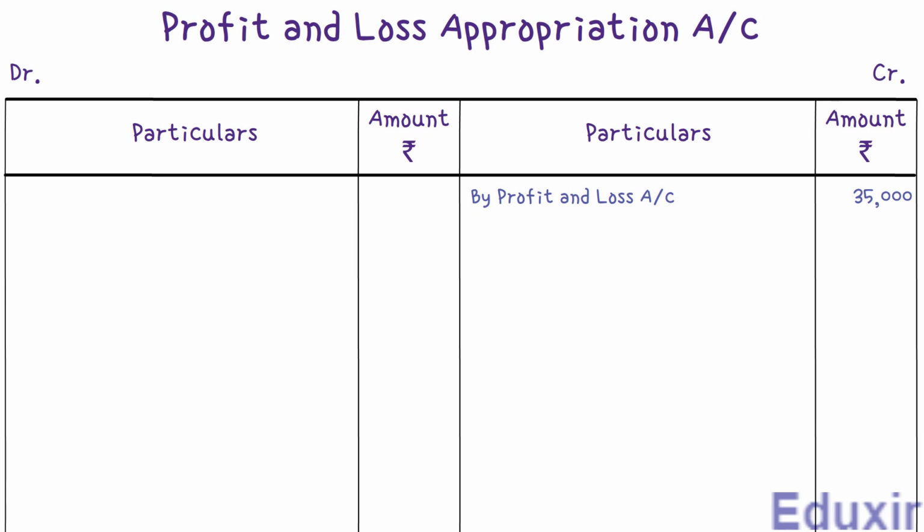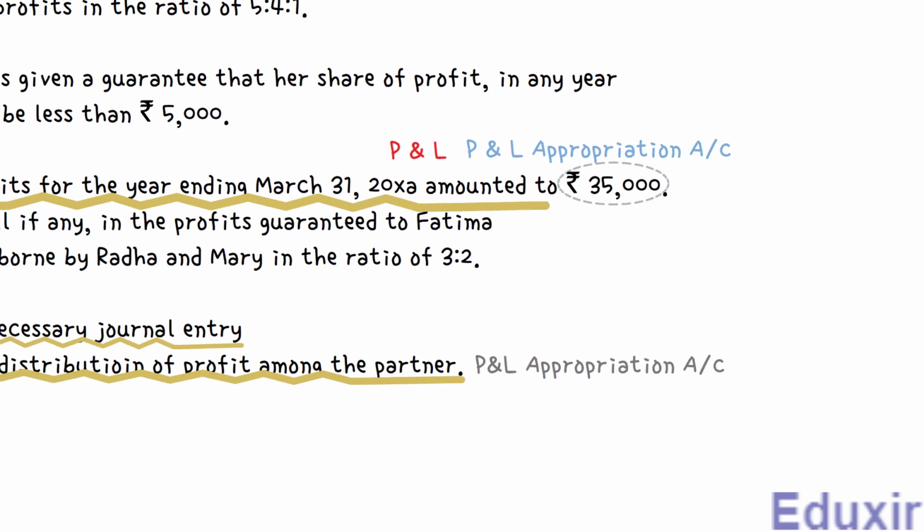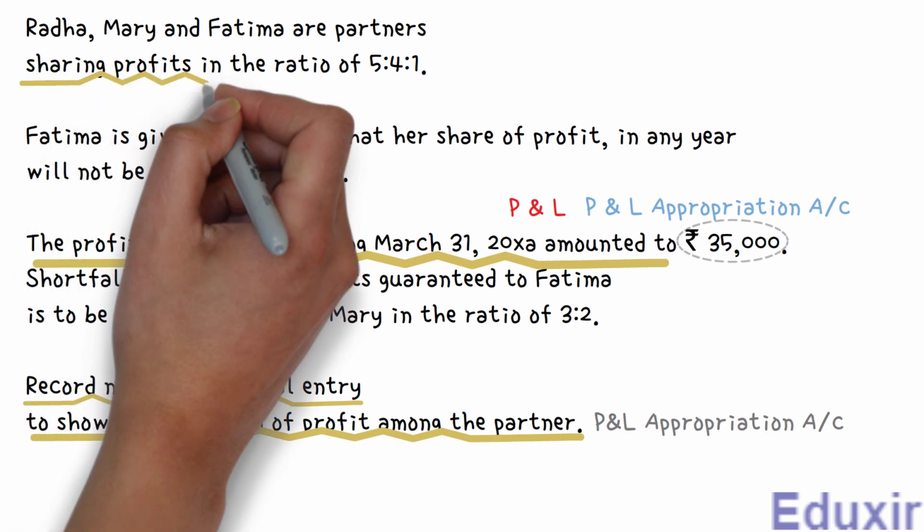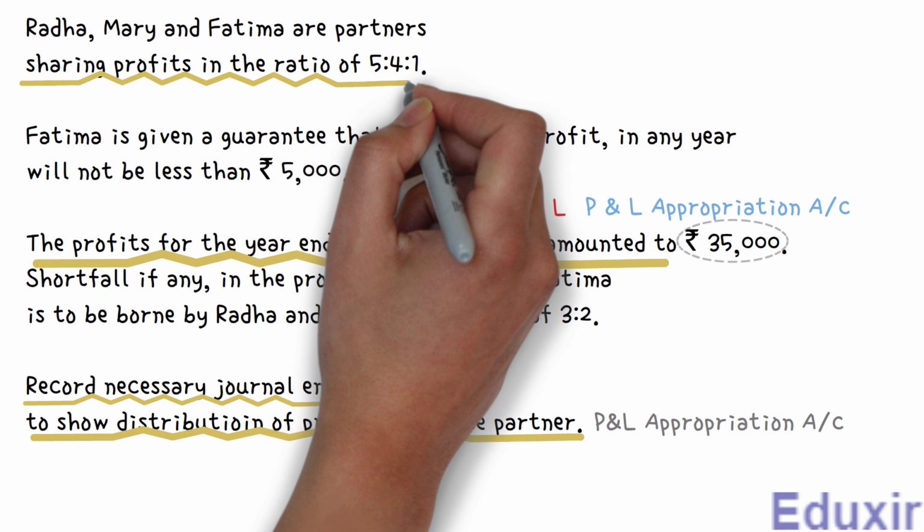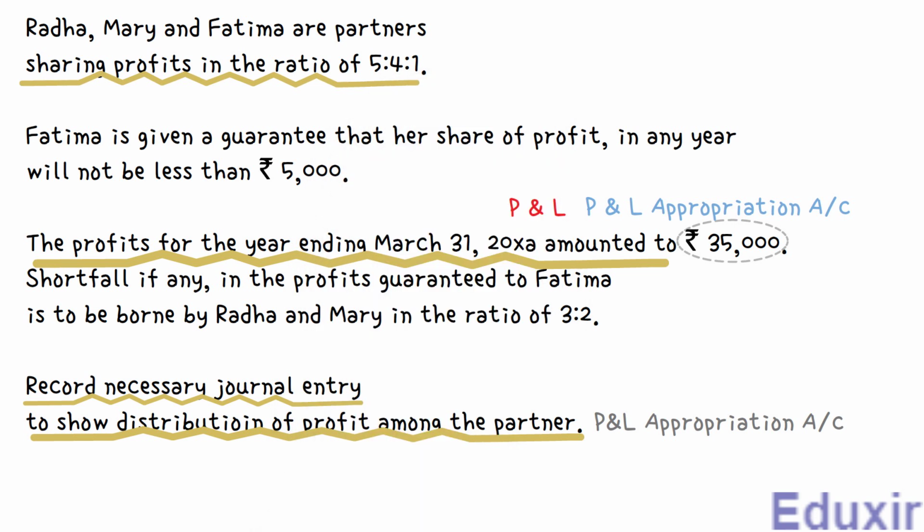Now, as we have already discussed, this problem is totally about distributing the net profit to the partners. So, there will not be any other entry in the profit and loss appropriation account and we can directly jump to the distribution of the net profit among the partners. Also, it is given in the problem that the partners share their profit in the ratio 5:4:1. Let us now calculate the share of the net profit for each partner as per this ratio.